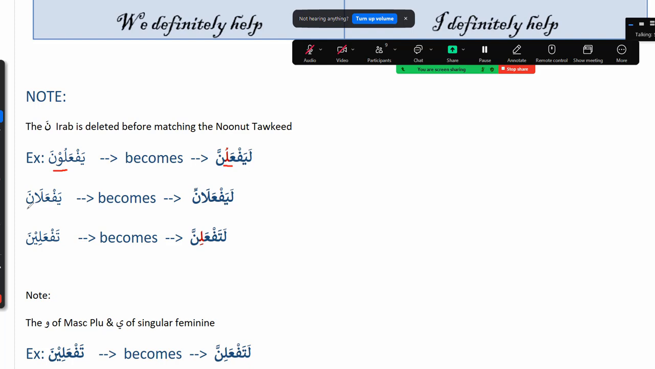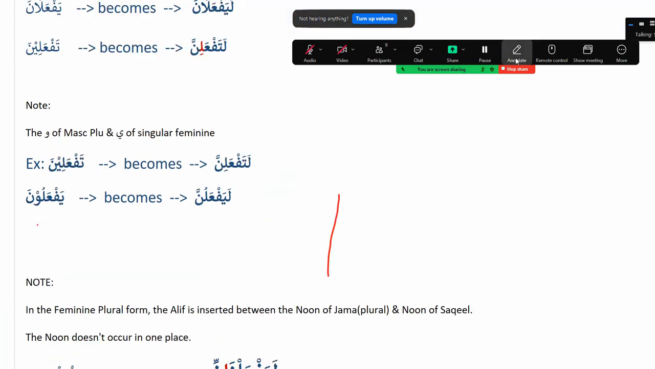Yaf'alani becomes la yaf'alani. The dual, all the duals end with ani. And taf'alina becomes la taf'alinna. So here the ya is dropped. Here the waw was dropped, and here the ya was dropped. So this becomes la taf'alinna. This was taf'alina. Clear, everyone? Are you following it? Yes, yes. The waw of masculine plural and the ya of singular feminine: taf'alina becomes taf'alinna.